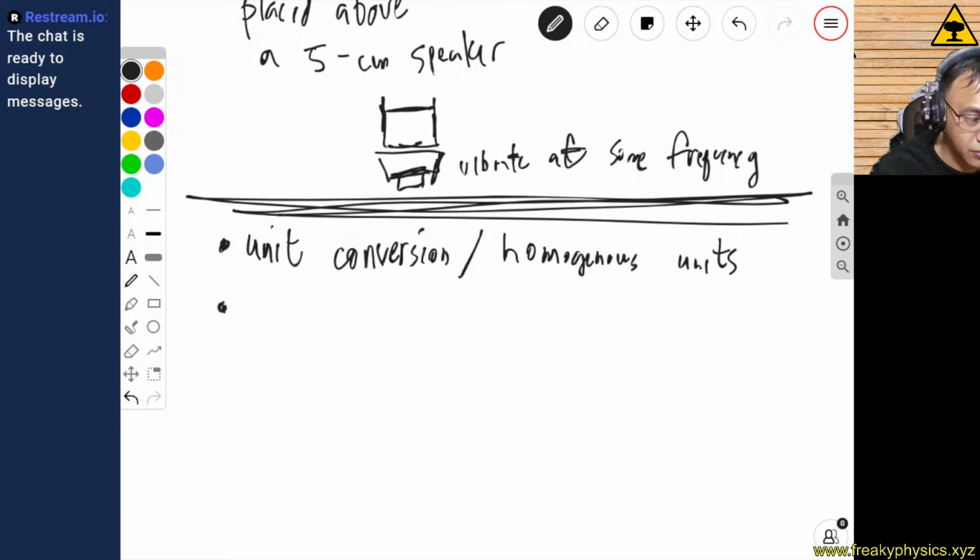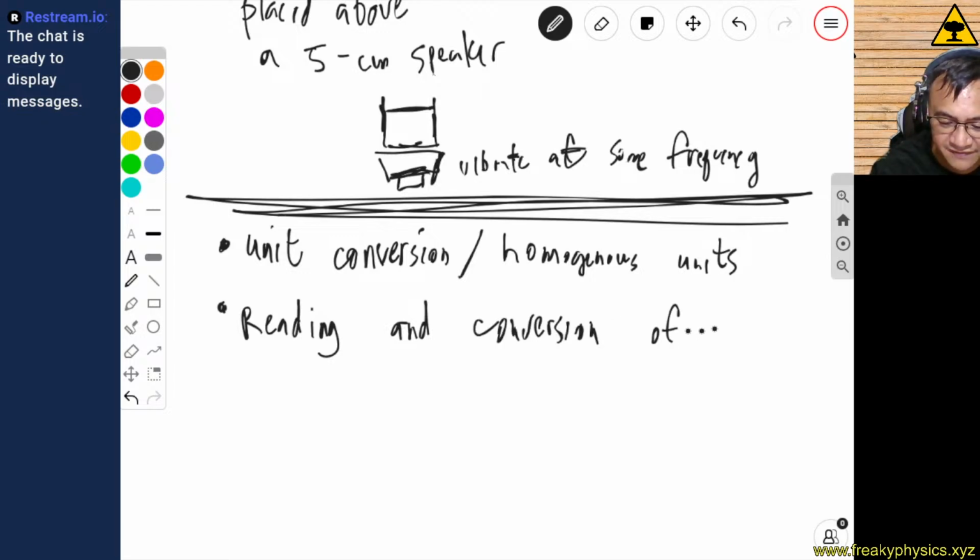Now the second thing they would normally test is reading and converting graphs. Now in A level, I don't really see the conversion of graphs, but they do reading of graphs. And then the third thing that they normally ask for is uncertainties.